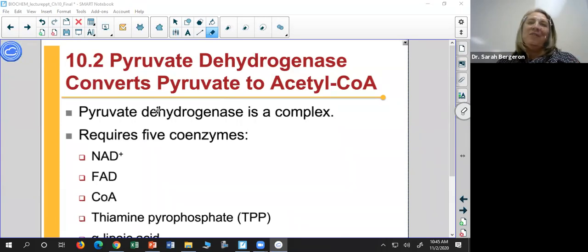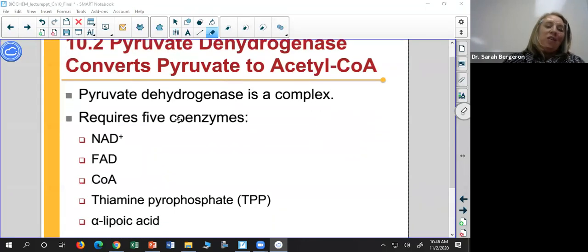Before we can actually start the citrate cycle, we have to convert pyruvate to acetyl-CoA, right? Because from glycolysis we got pyruvate, but in order to start the citrate cycle, we have to have acetyl-CoA. So we have to transport pyruvate from the cytosol into the mitochondrial matrix. Once it's inside the matrix, we can convert it to acetyl-CoA and start all that oxidation reduction fun.